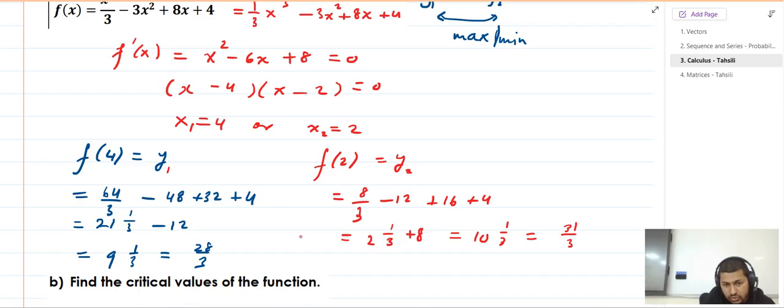Sorry, that's 2 and 2/3 is 8 over 3, not 2 and 1/3. 2 and 2/3, so you should get 32 over 3. Okay?